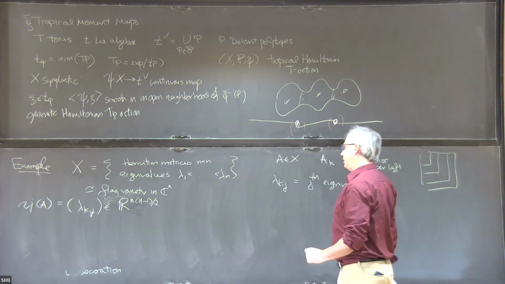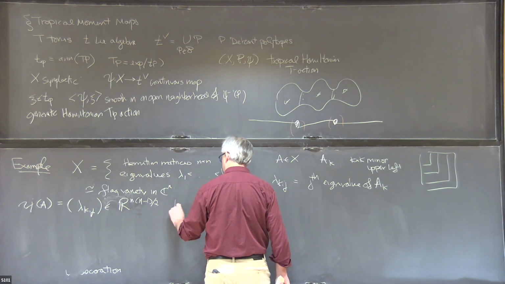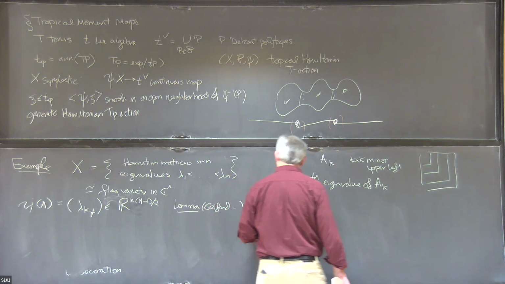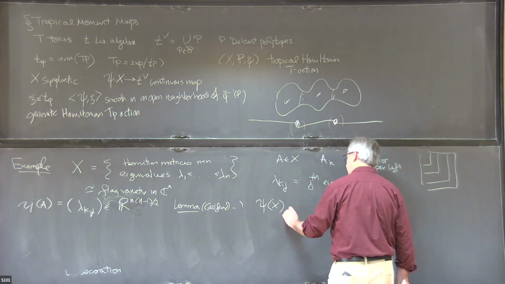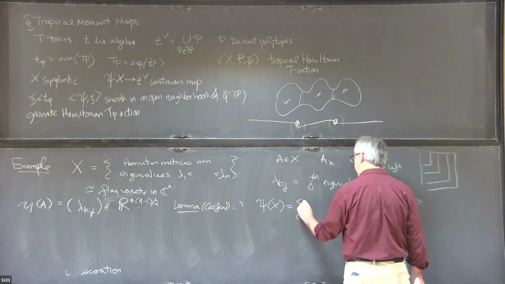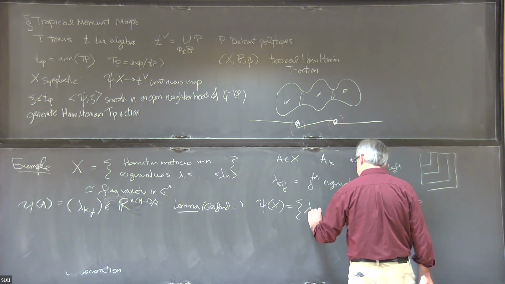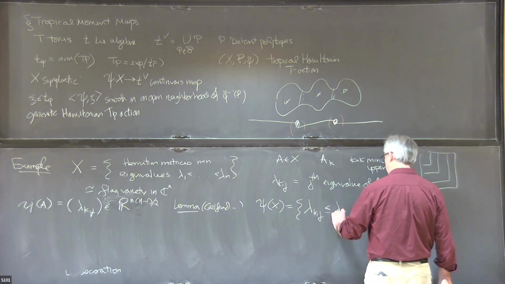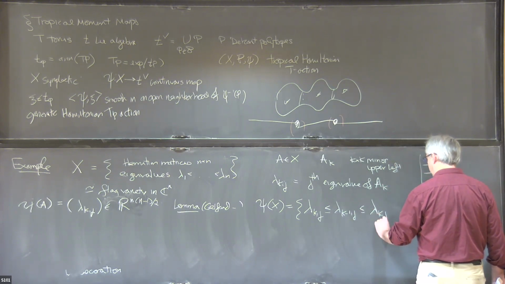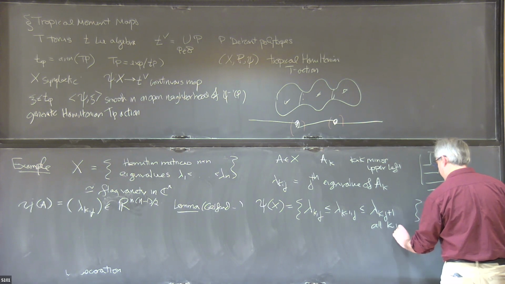So this gives me a bunch of real numbers, and so the lemma here, which appears in various papers of Gelfand in the 50s, is that if I take the image of X under this map, then it's the set of tuples that satisfy these interlacing inequalities for all k. So λ_kj should be less than or equal to λ_(k-1)j, and less than or equal to λ_k(j+1). Okay.